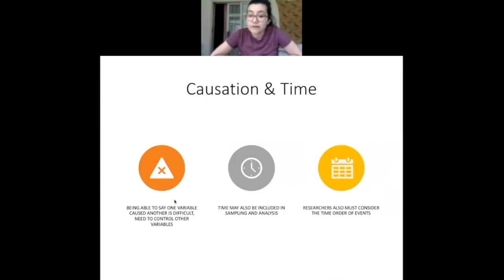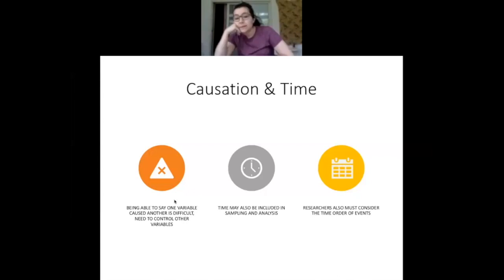So causation and time are very important. At a minimum, we need a proper sampling frame, and then further, we also need to ensure other statistical analysis as well. Certain types of research methods are better equipped to address causal questions, like experimental methods and quasi-experimental methods, which we will get into next week. But this is sort of a preamble to that.